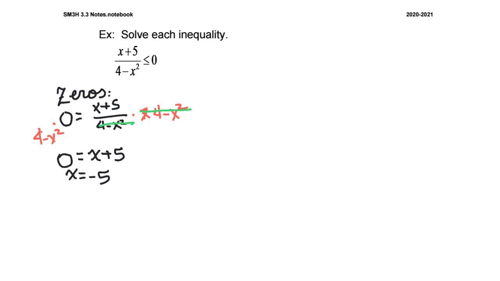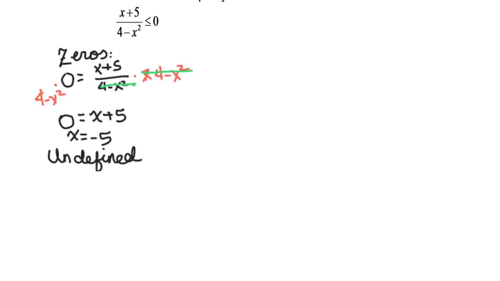And then for undefined values, we set the denominator equal to 0. So we take that 4 minus x squared equals 0. And I can factor this with a difference of squares. Or I can add x squared to both sides and use the square root method because I do not have an x term, just an x squared. When I take the square root, I must remember positive or negative, and then the square root of 4 is 2.